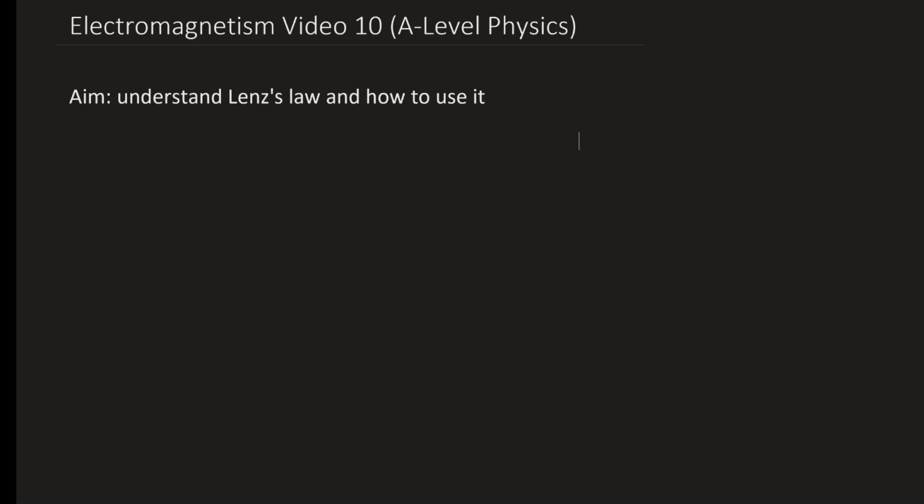This is the 10th video on electromagnetism for A-level physics. The aim of this video is to understand Lenz's law and how to use it. Up until this point we have talked about how EMF is induced and the factors affecting its size, but not the direction of EMF. Prior to this we've considered loops like this.